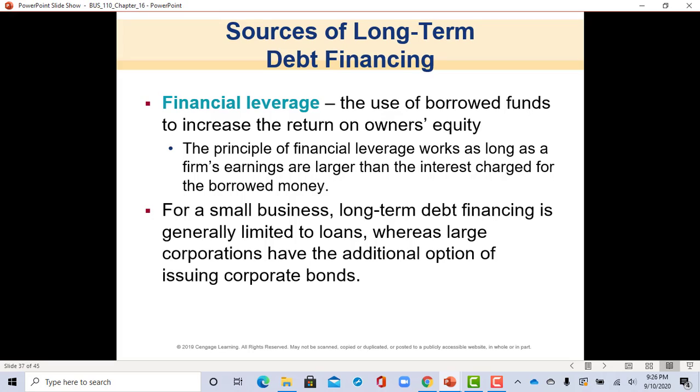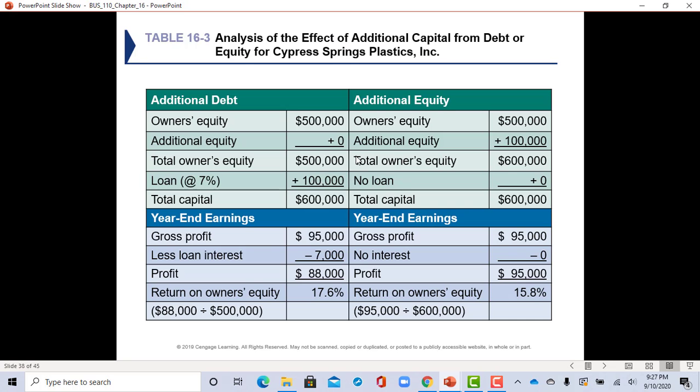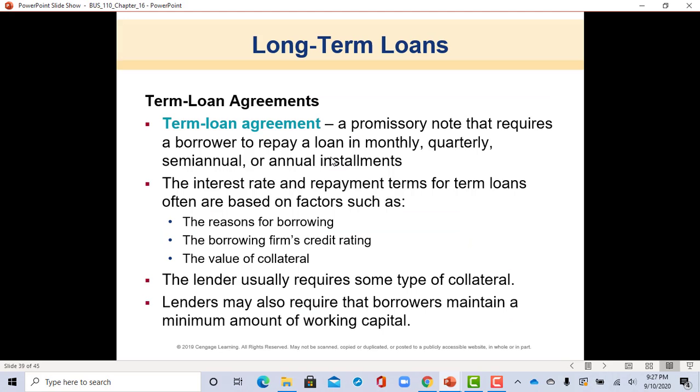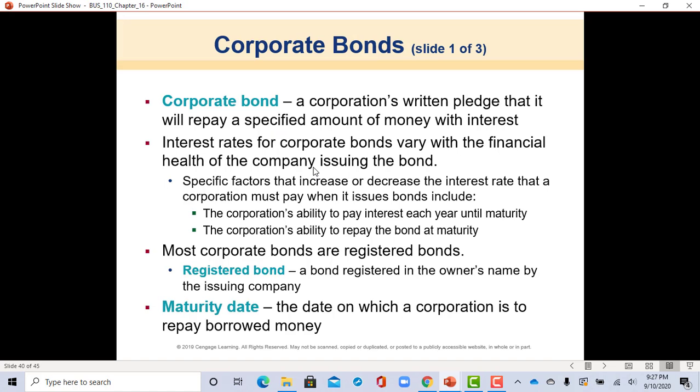And then sources of long-term financing. There's financial leverage. We're going to skip this slide completely. There's long-term loans, like a term loan agreement. There's corporate bonds.